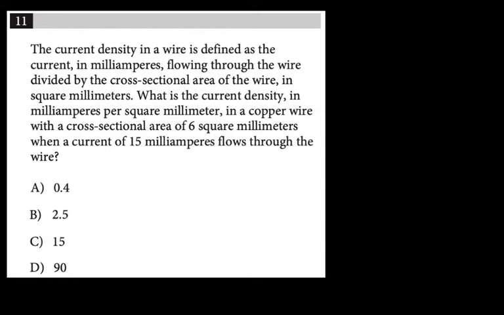What is the current density in milliamperes per square millimeter in a copper wire with a cross-sectional area of 6 square millimeters when a current of 15 milliamperes flows through the wire? Okay, so here's how I set this up. I know milliamperes is going to be a part of this, and then I also know that I'm supposed to take that and divide it by square millimeters. So I just set that up, and then I look through the problem and I find the given milliamperes and I find the given square millimeters and plug them in. So 15 milliamperes, so that's 15, and then we're going to divide by 6 square millimeters.